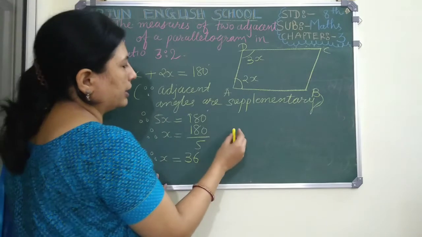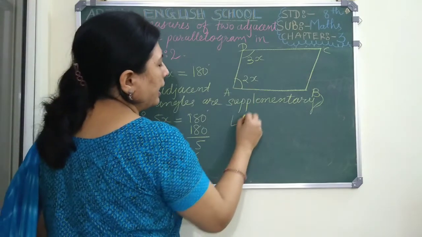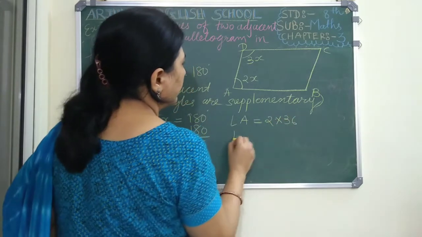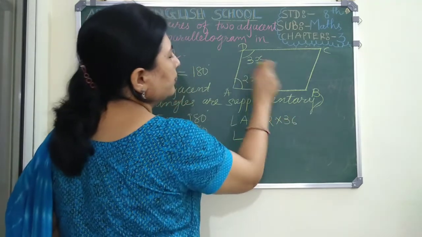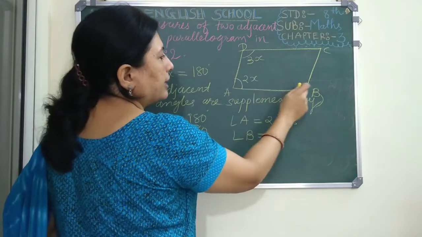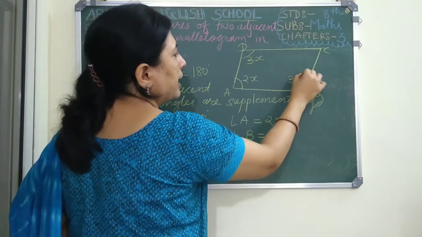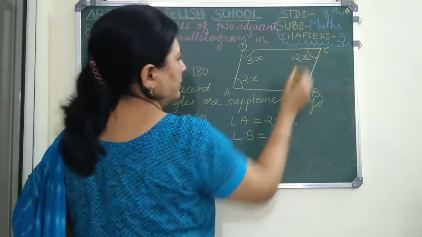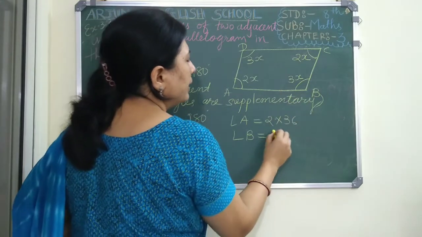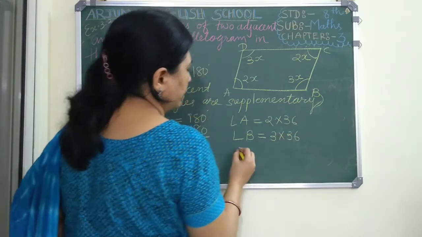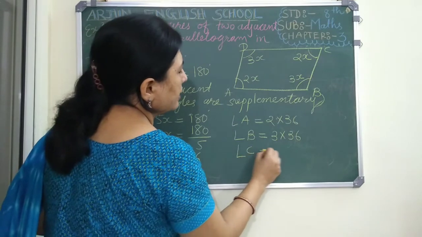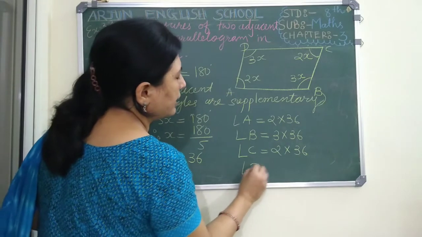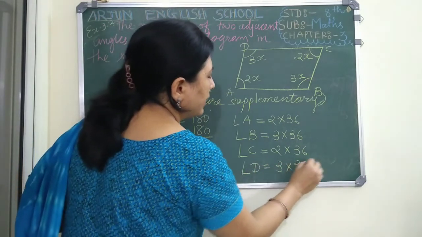If x is equal to 36, then angle A is equal to 2 into 36. Angle B is equal to, if this angle is 3x, then this angle is also 3x. And this angle is 2x, then the opposite angle is also 2x. So, for angle B, 3 into 36, and for angle C is equal to 2 into 36. Again, angle D is equal to 3 into 36.